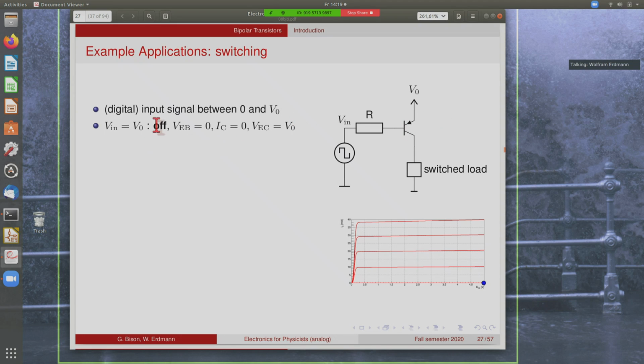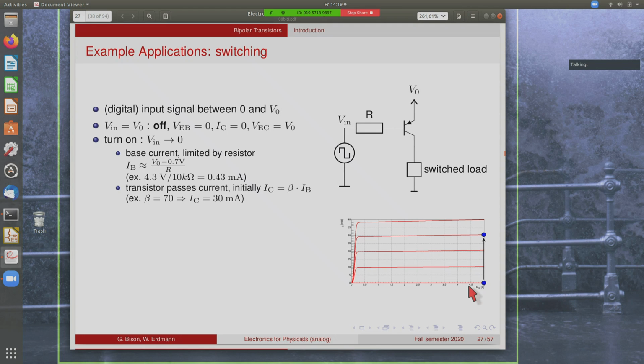So this means that the collector current is 0, and the collector emitter voltage is the full value of the supply voltage. So in this diagram, we would be here. So let's say that our supply voltage is 5 volts, and the transistor is off. Then you end up in this region of your characteristics.